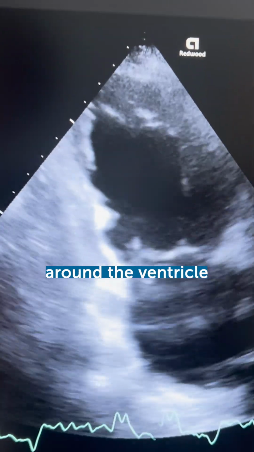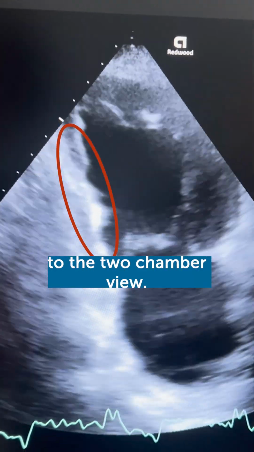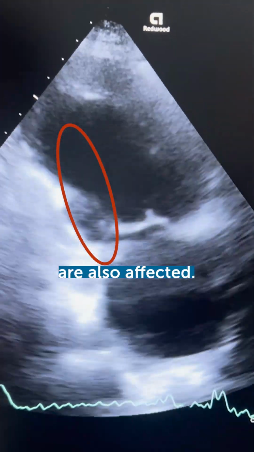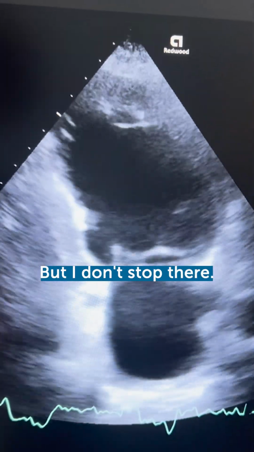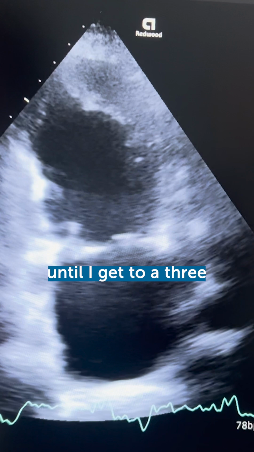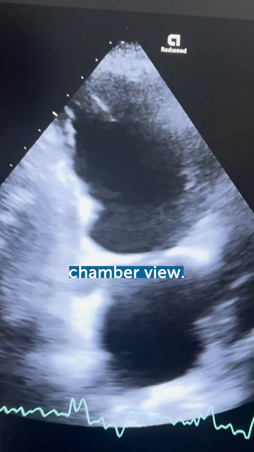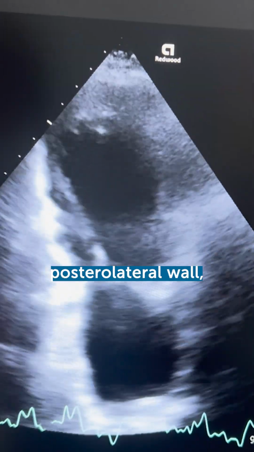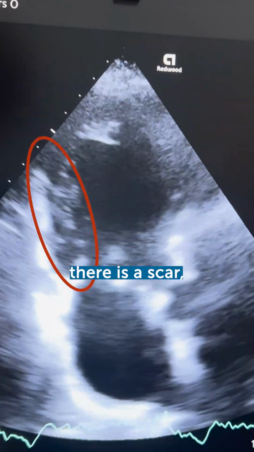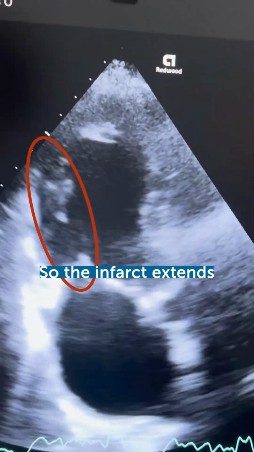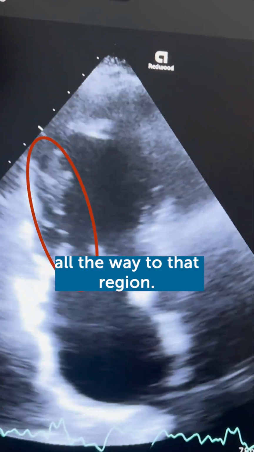And then you rotate around the ventricle to the two-chamber view, so you see that the neighboring segments are also affected. The myocardium is thin, echogenic, but I don't stop there, but I keep on rotating until I get to a three-chamber view. And if you look at the posterolateral, inferolateral wall, you will see that there's a scar, a wall motion abnormality there as well. So the infarct extends all the way to that region.